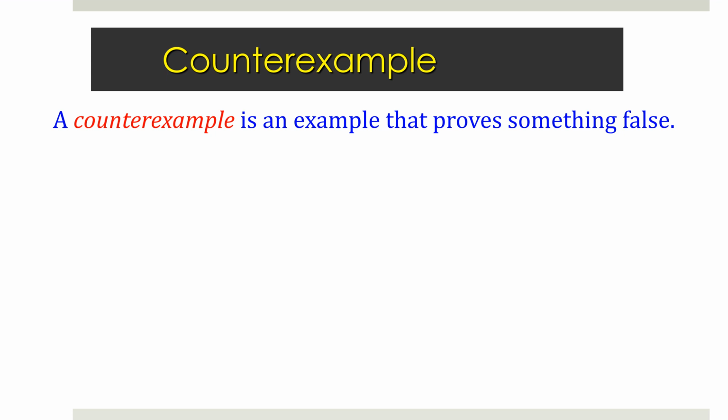And this is where the logic becomes very weird. If I want to prove something true, I have to show it true for all possible examples. So if I made the statement all chairs are brown, I would have to find every chair in the universe and confirm that it's brown. However, proving something false, I just need one counterexample.